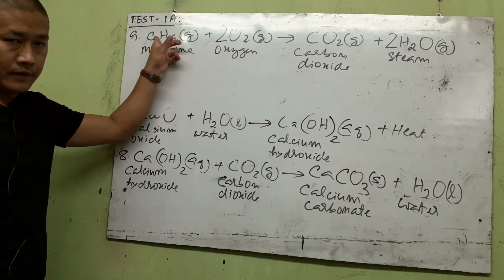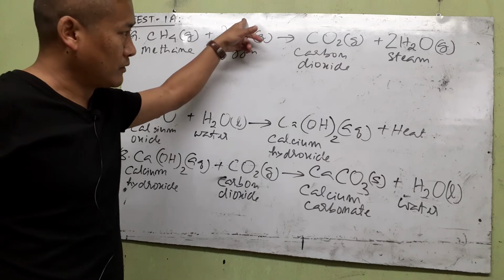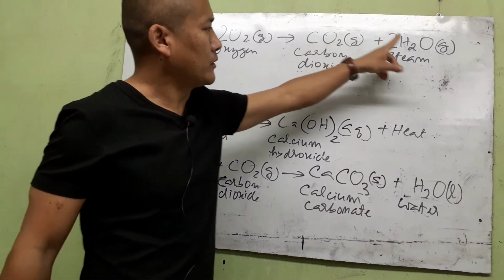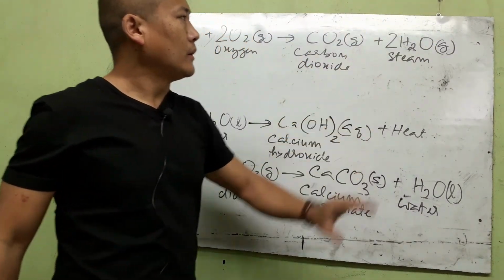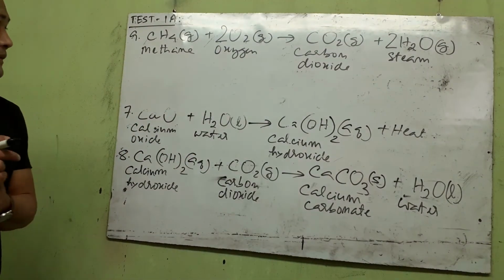4 plus 1, 5 atoms, so molecule. Don't look at the front. 2, so more than 1, so molecule. 2 plus 1, 3, so molecule. 2 plus 1, 3, so molecule. Everything is a molecule. Now let us read the balanced equation.